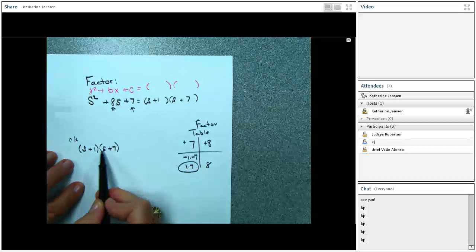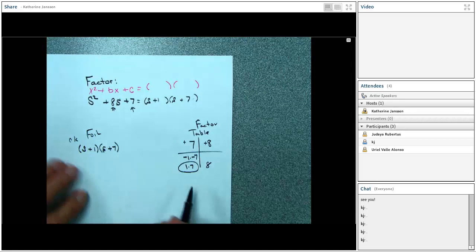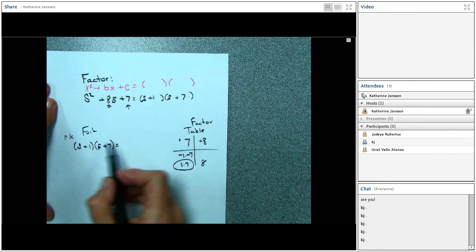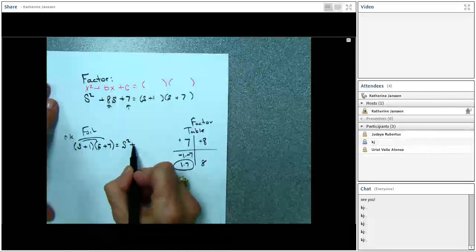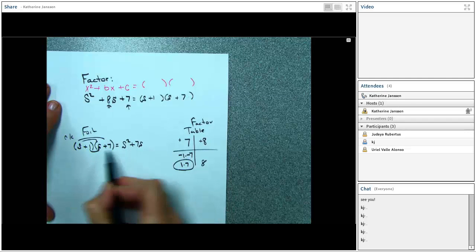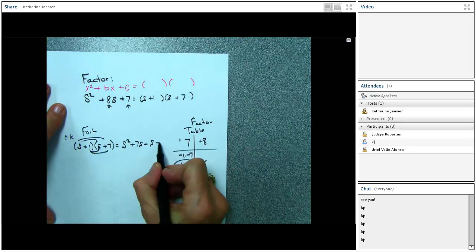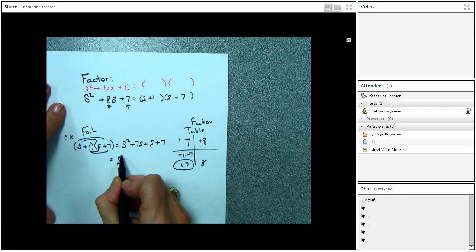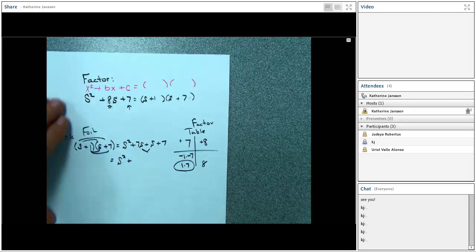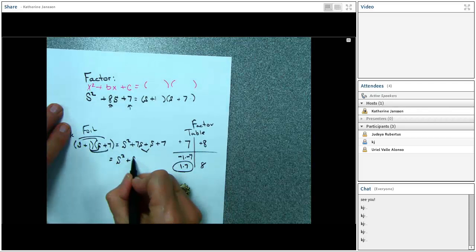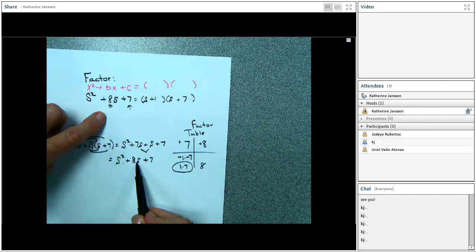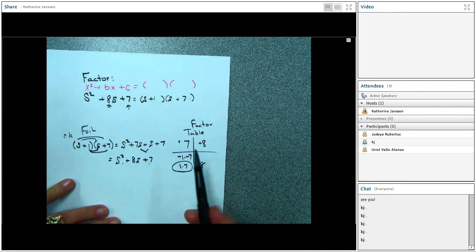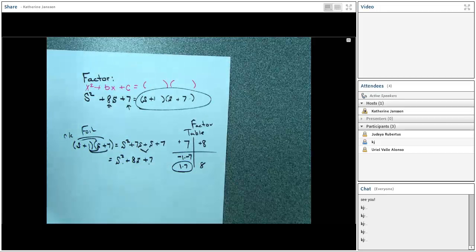Because the first two terms are the same, but the last two are different, so we'll have to rely on FOIL to expand. First two terms, we get s squared. The outer terms, plus a 7s. Inner terms, plus a positive s. And the last term, 1 times 7 would be 7. S squared plus, we expect to collect like middle terms, and I get 8s plus 7. S squared plus 8s plus 7 checks. So you can circle your factored answer.